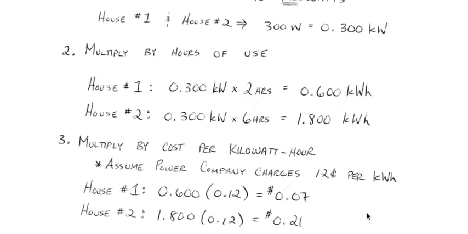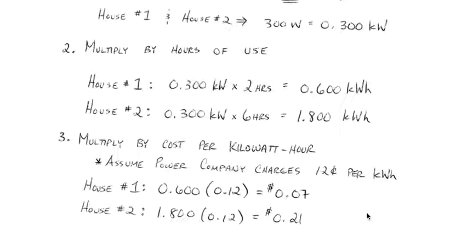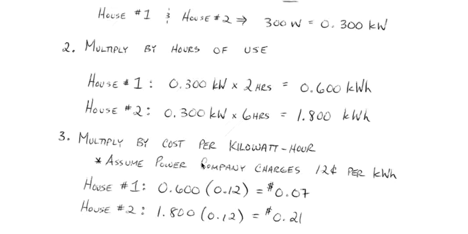Each power company is going to have its own price. Generally, it's like cents, like 12 cents to 18 cents, somewhere in there. So let's assume the power company in this area charges 12 cents per kilowatt hour that you use. Well, House 1 had 0.6 kilowatt hours. When I multiply that by 12 cents, that means that every day they will spend 7 cents on the electricity to power their television. The second house, same rate, however, they have much more power used, so they wind up spending about 21 cents per day to use that television.